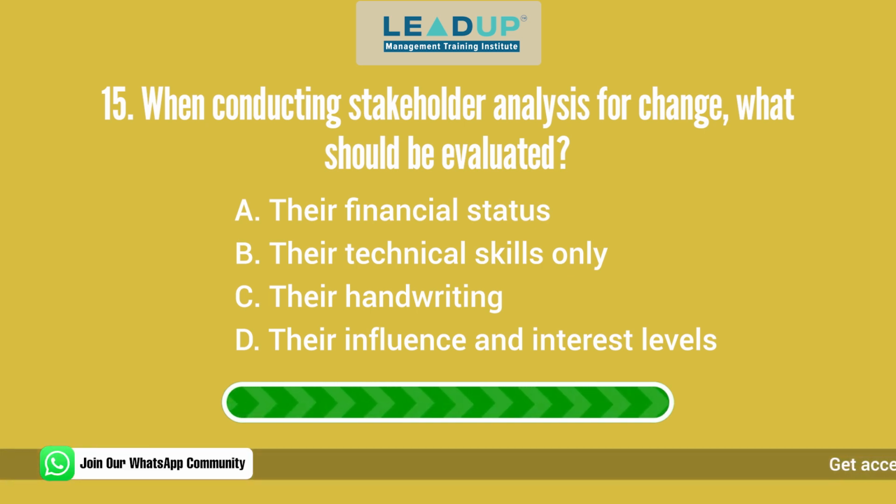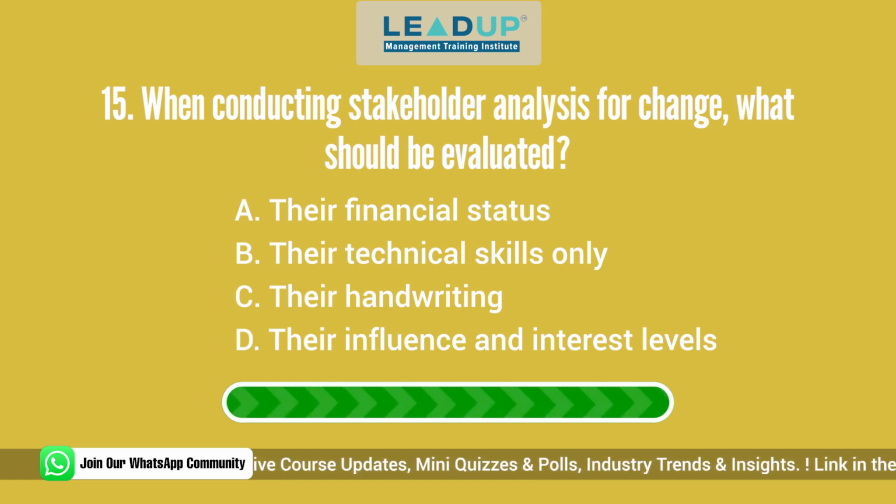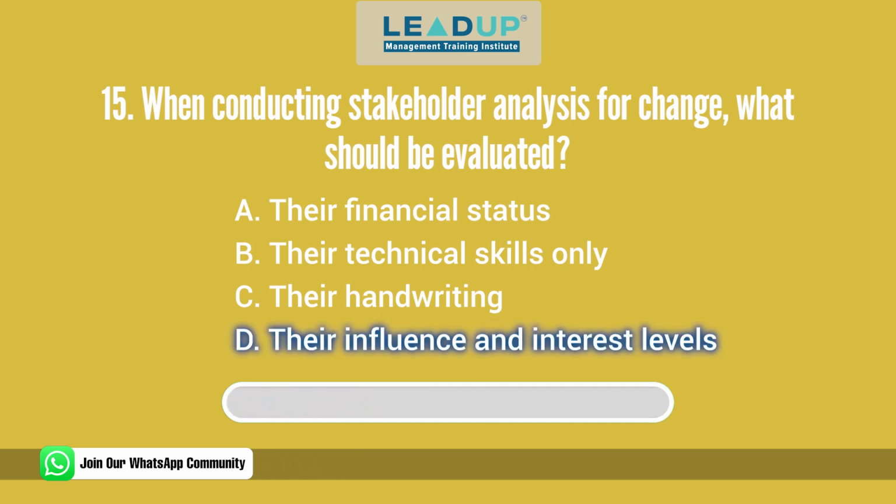Question 15. When conducting stakeholder analysis for change, what should be evaluated? A. Their financial status. B. Their technical skills only. C. Their handwriting. And D. Their influence and interest levels. The answer is their influence and interest levels.